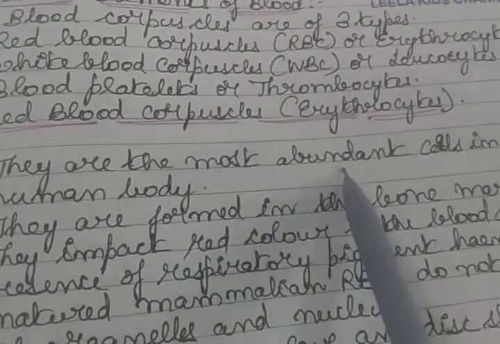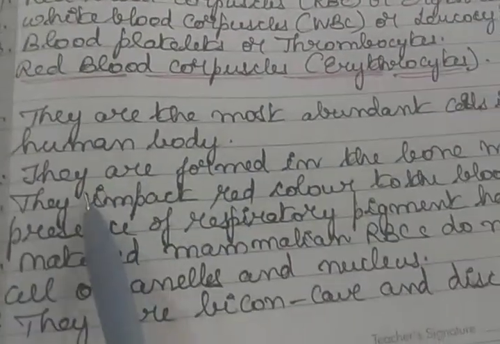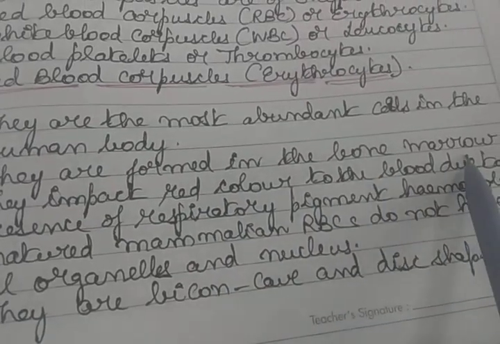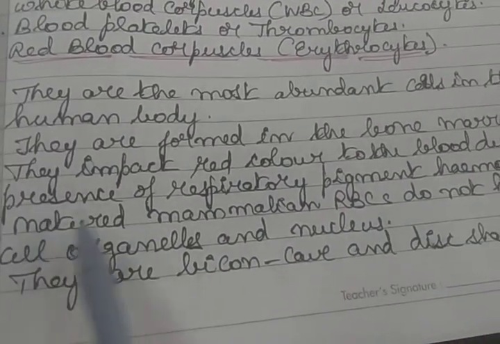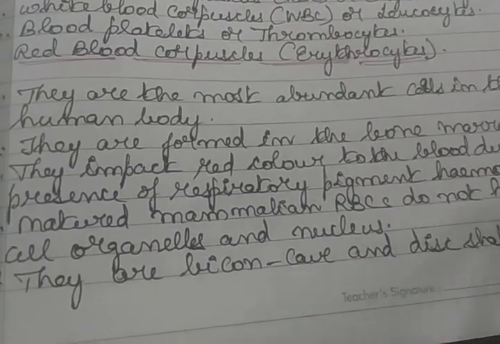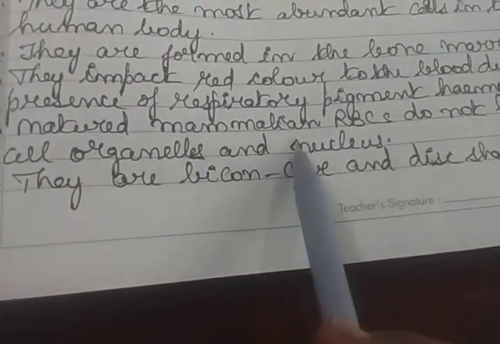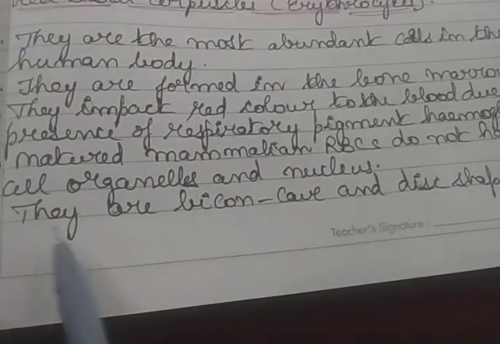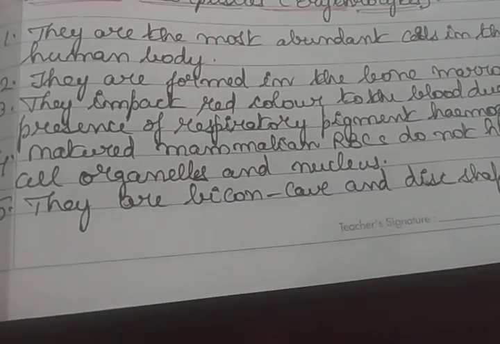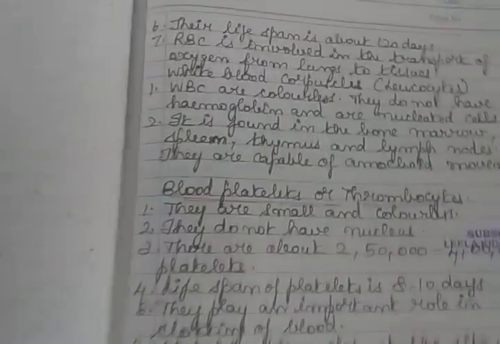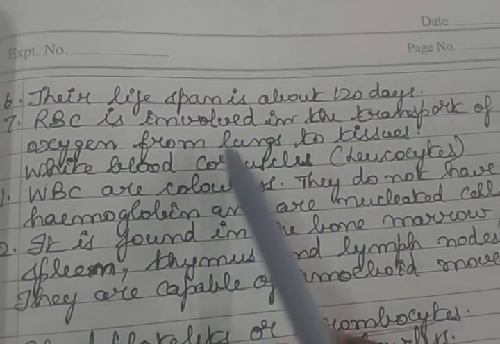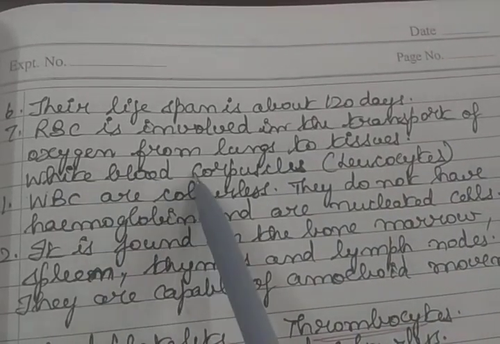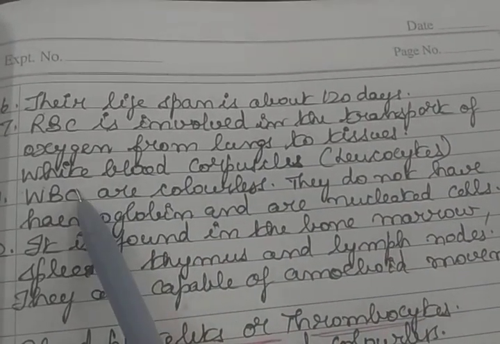Red blood corpuscles, erythrocytes. They are the most abundant cells in the human body. They are formed in the bone marrow. They impart red color to the blood due to the presence of the respiratory pigment hemoglobin. Matured mammalian RBC do not have cell organelles and nucleus. They are biconcave and disc-shaped. Their lifespan is about 120 days. RBC is involved in the transport of oxygen from lungs to tissues.